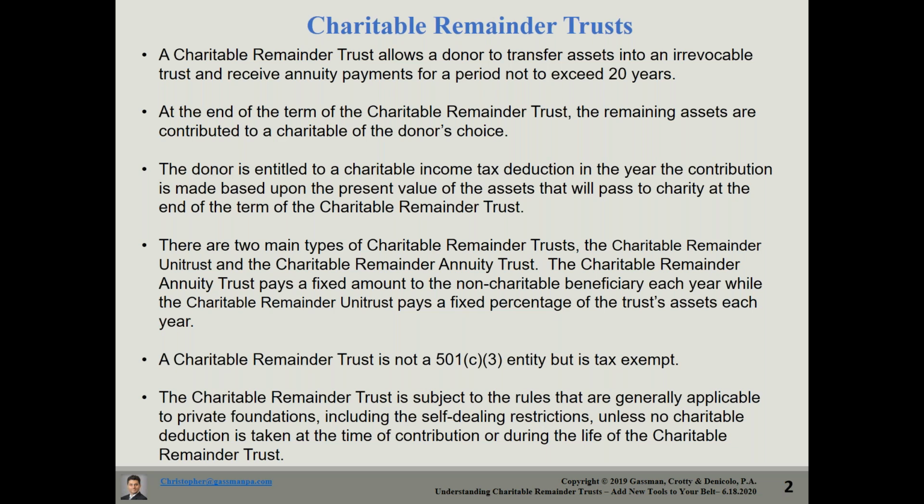Now, the charitable remainder trust is tax exempt. It's not a Section 501(c)(3) entity, but the trust itself does not pay tax. However, when distributions are made to the non-charitable beneficiaries, income tax is carried out on a worst out, first out basis, meaning that ordinary income goes out first, followed by capital gains, followed by accumulated income, followed by return of corpus.